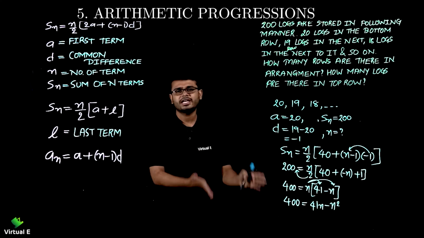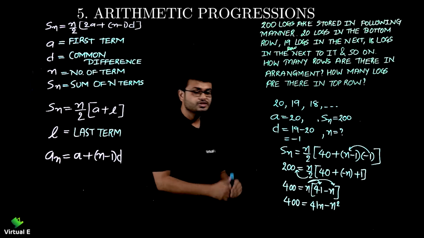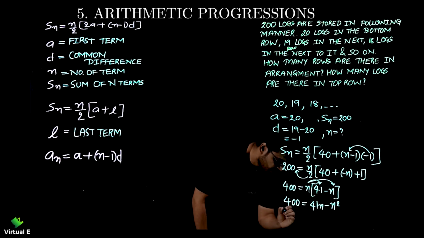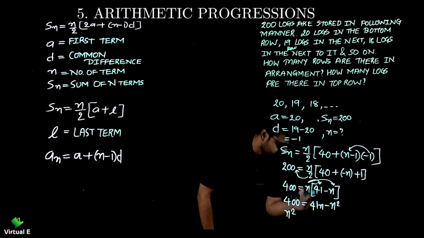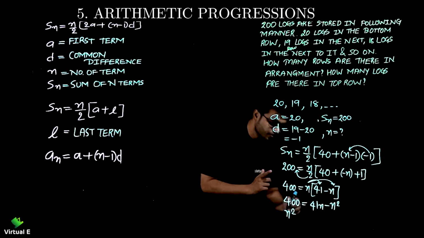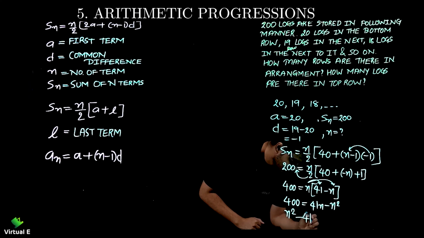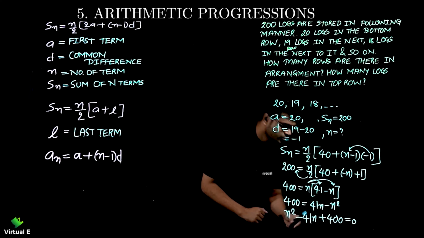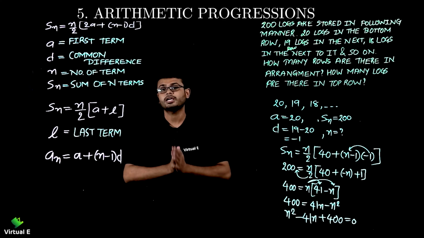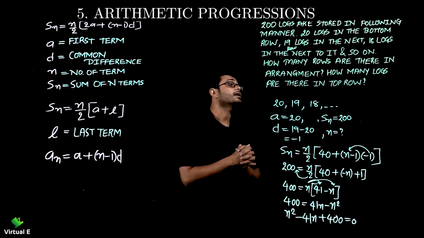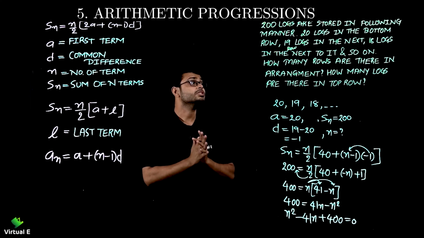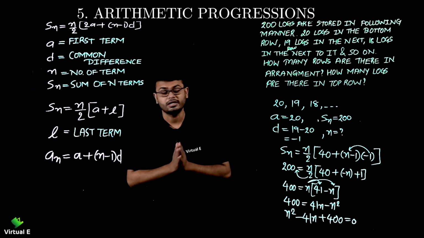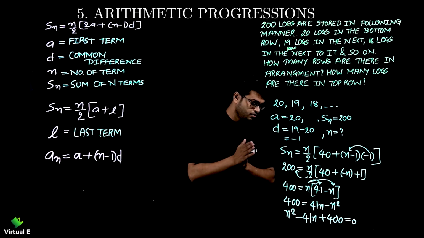So n square is negative. Let's shift over to the LHS side, so it will become positive. So n square, and also I will be shifting 41n, that will become minus 41n, and 400 as it is. So this is my quadratic equation. If I solve this quadratic equation, I am going to get how many rows are there in the arrangement. Clear? Okay, so let's do it.